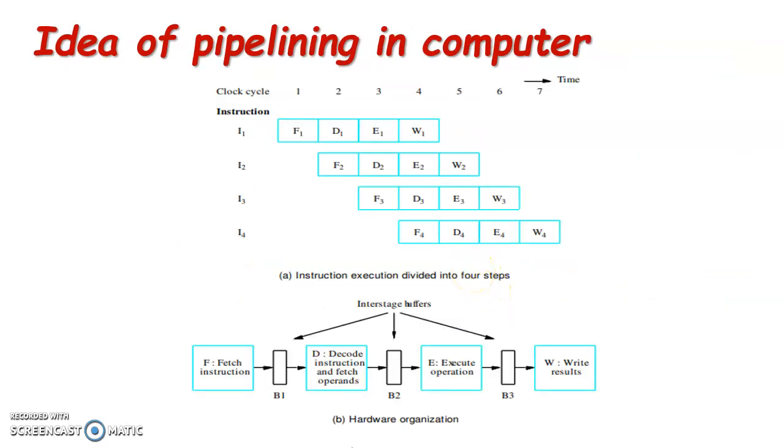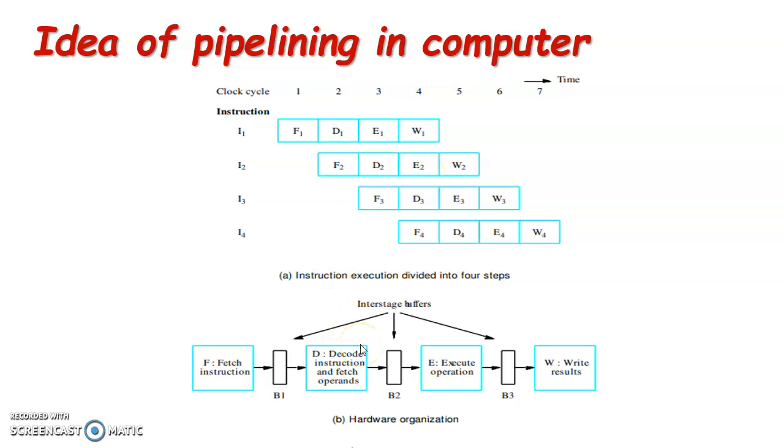The sequence of events to execute four instructions is depicted in this diagram. During the first clock cycle, the first instruction is fetched. In the second clock cycle, the first instruction is decoded by the decode unit, and the second instruction is fetched. During the third clock cycle, the execute unit executes the first instruction, the decode unit decodes the second instruction, and the fetch unit fetches the third instruction. Likewise, it executes its operation.